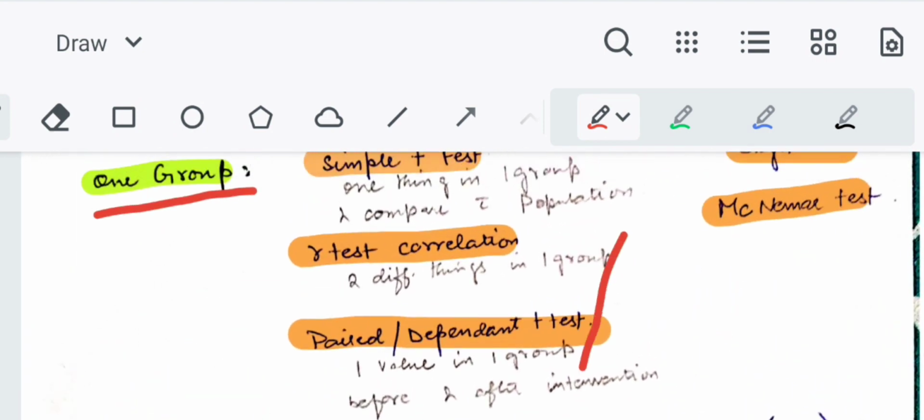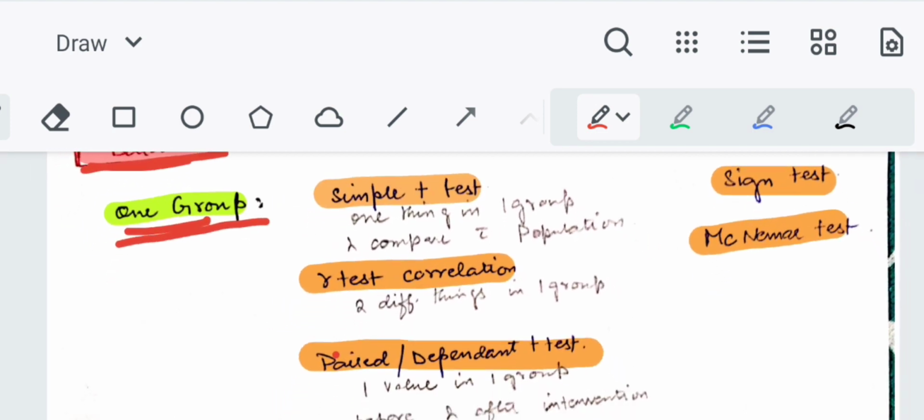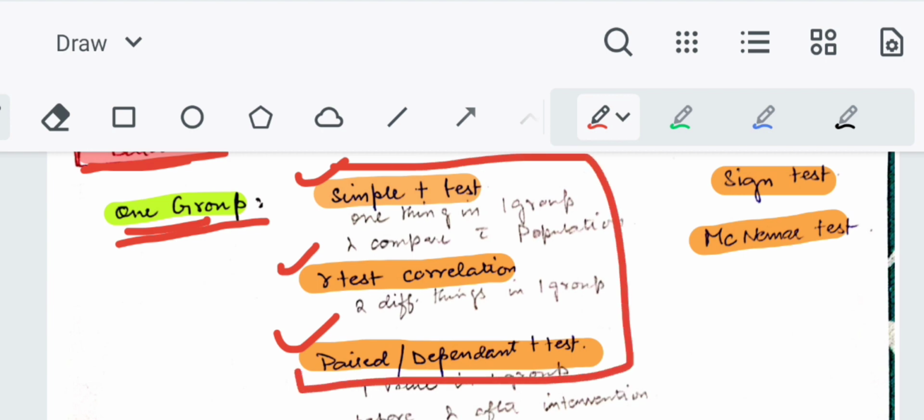So now let's start. If the group is one and it's parametric data, we can apply simple t-test, r-test correlation, paired or dependent t-test, right? In simple t-test, one thing in one group is calculated and compared with the population. In r-test correlation, two different things in one group are calculated, and in paired or dependent t-test, one value in one group is calculated before and after any intervention in the study, right? So these three are parametric tests if there is only one group of data.